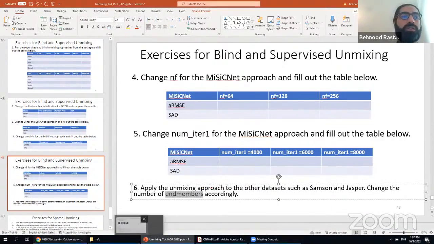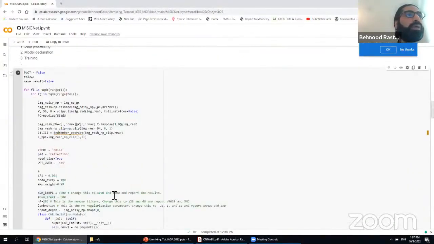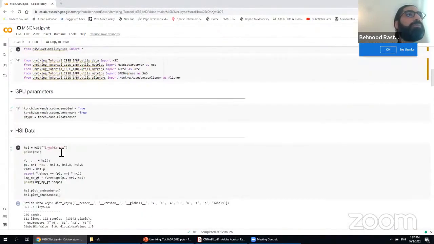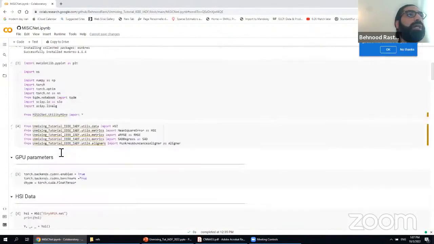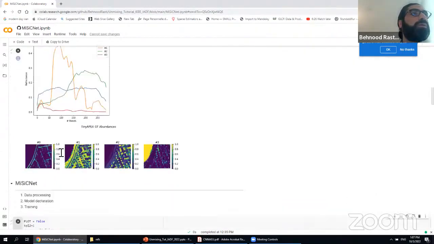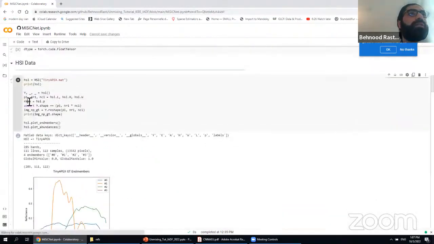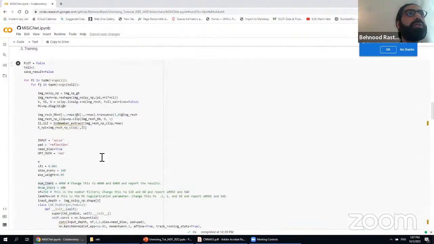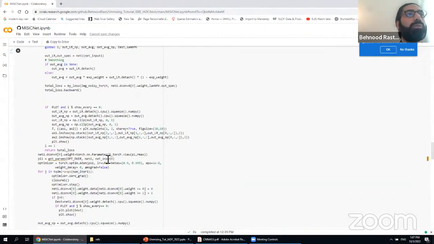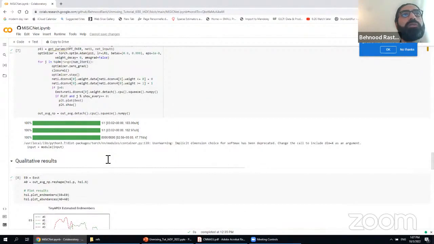For instance, here in MiSiNet, the number of endmembers is 4. So in case you're selecting the number of endmembers, just make sure that it's correct.